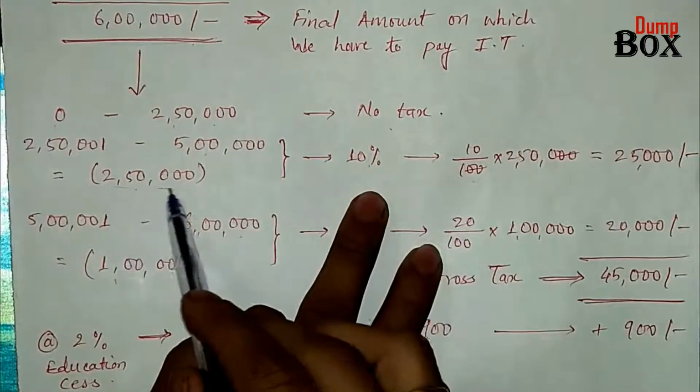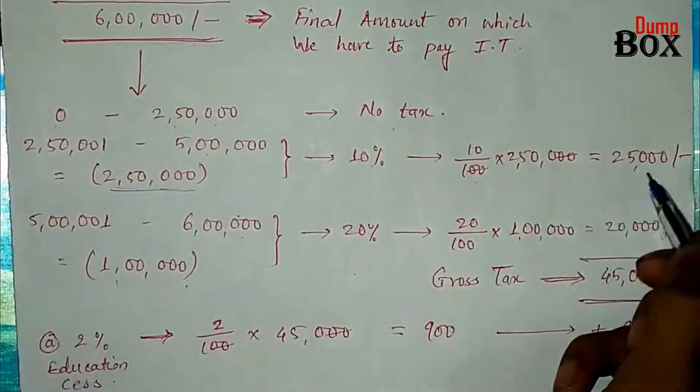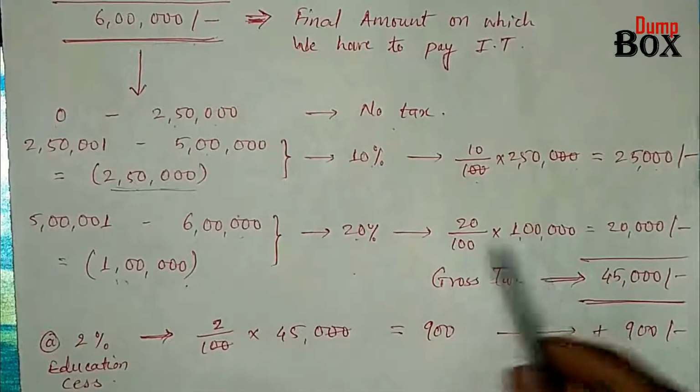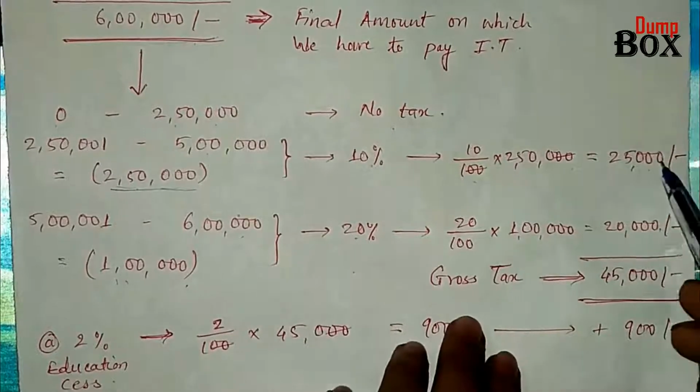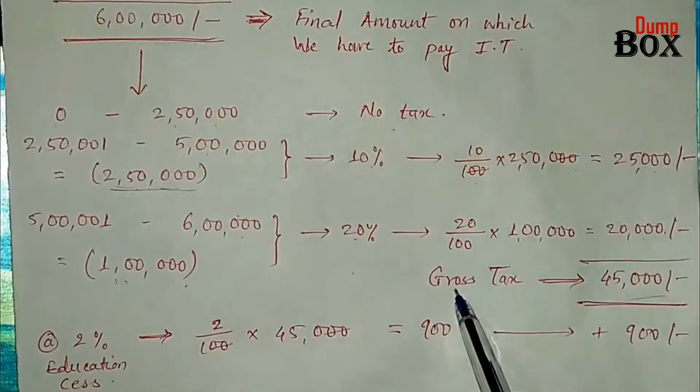10% of 2.5 lakh is 25,000, and 20% of the 1 lakh is 20,000. So 25,000 plus 20,000, that is a total of 45,000. This is the gross tax.